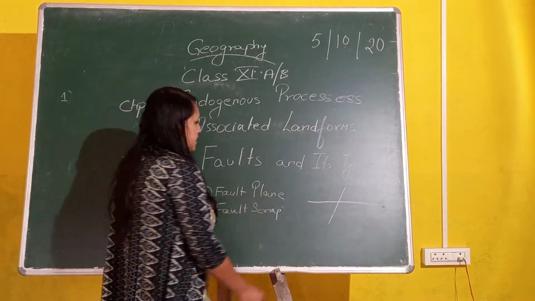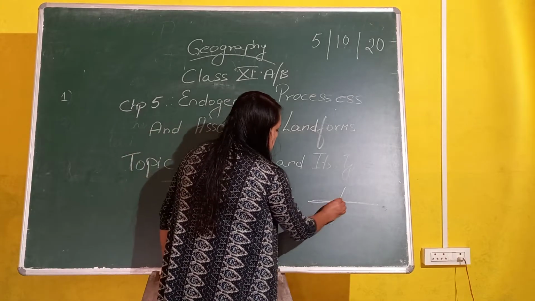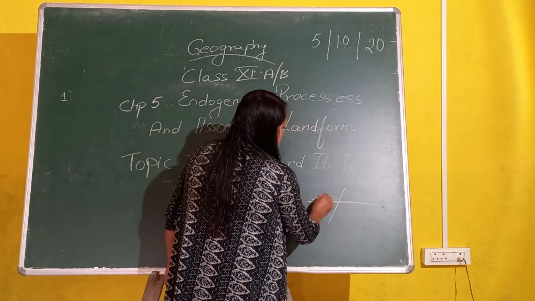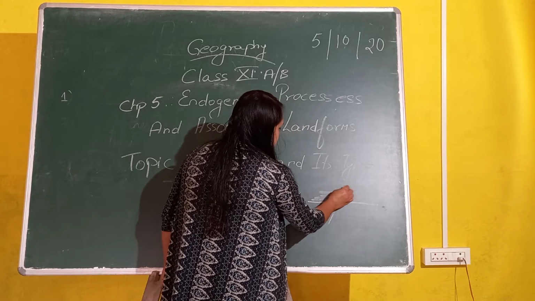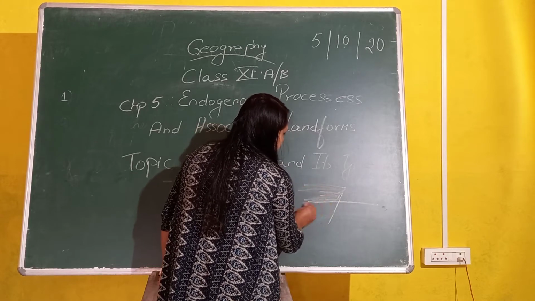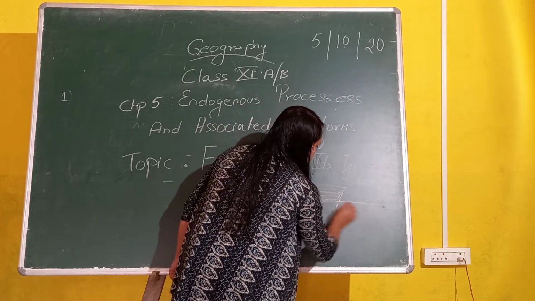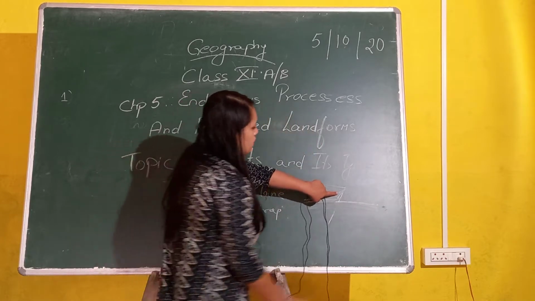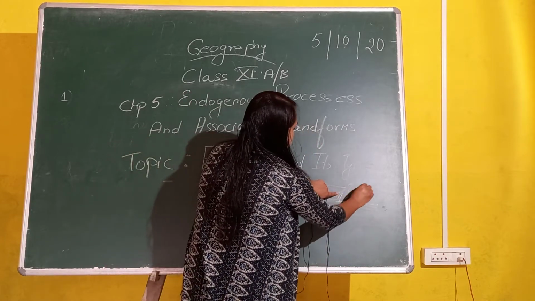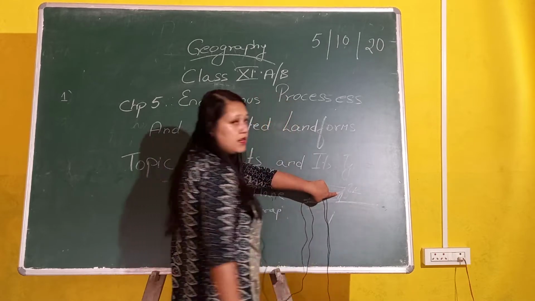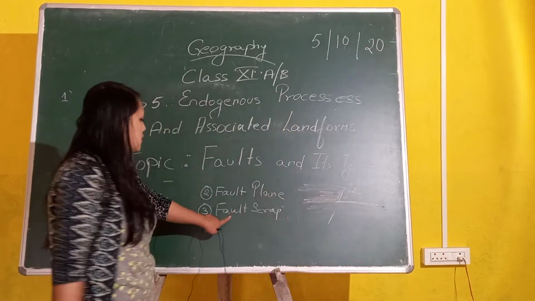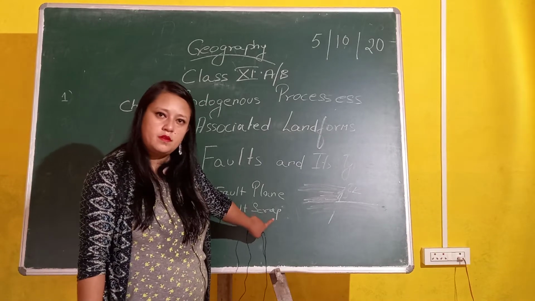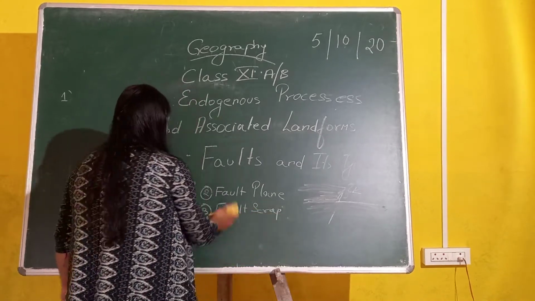Fault scarp is when there is tension, when there is a crack, a part of the land gets elevated and the remaining remains as it is. Now this part of the land which is exposed after the crack is known as the fault scarp. Alright, these are easy.